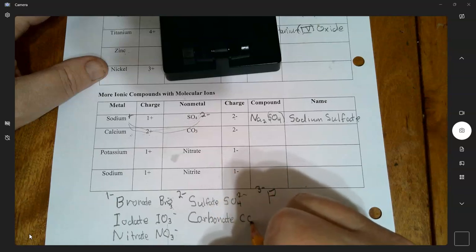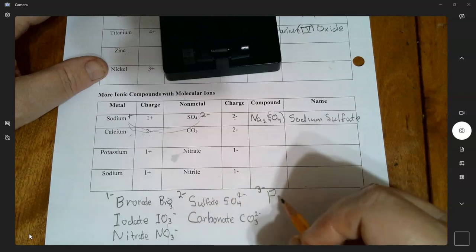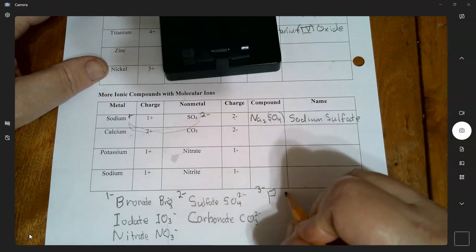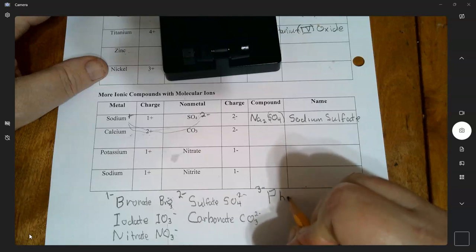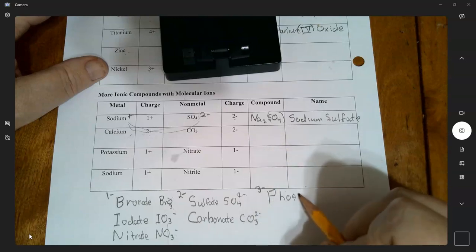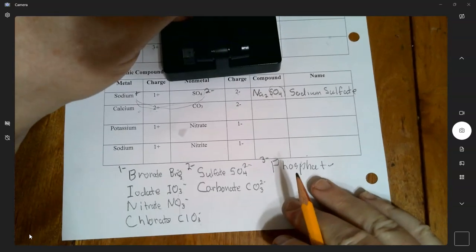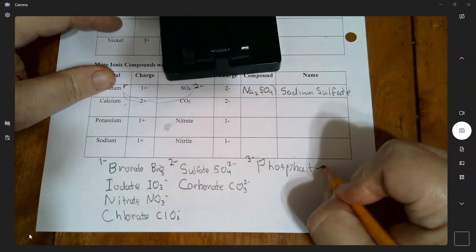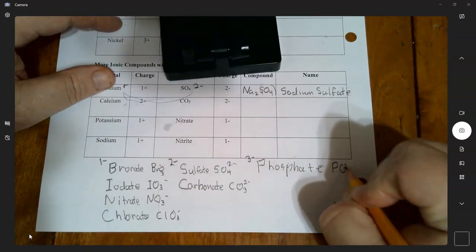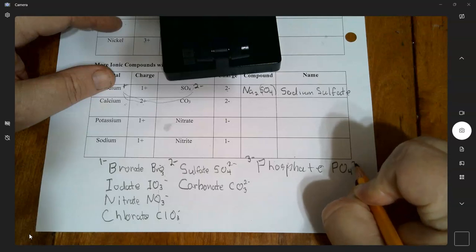And that's CO3, 2 minus. Okay, and then finally we have phosphate, and that's PO4, 3 minus.